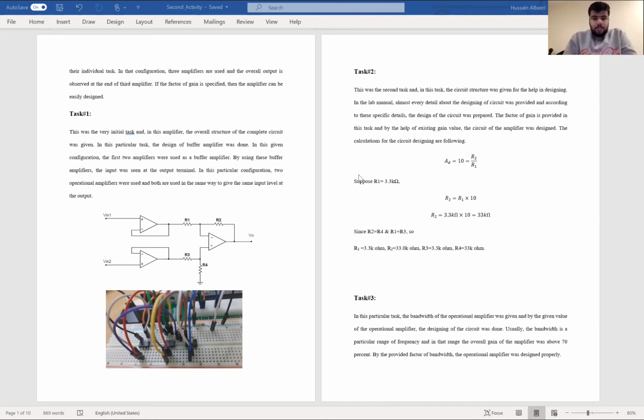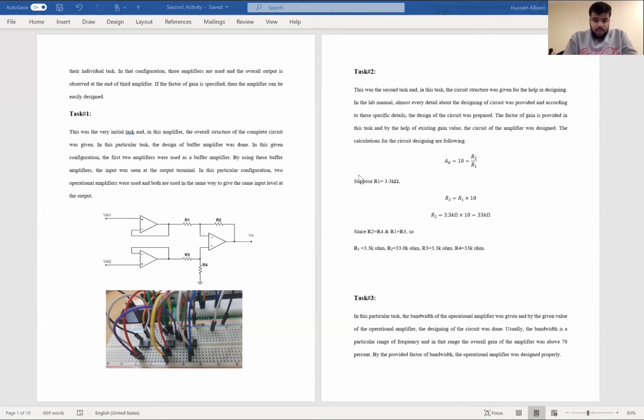Secondly, in this particular task, the designing of the differential amplifier was done. In this amplifier, there were 4 resistors. In this section, all the resistors were designed properly. The gain was given, and according to the given gain, all the resistors were designed. And these were very significant steps for the overall designing of the amplifier.